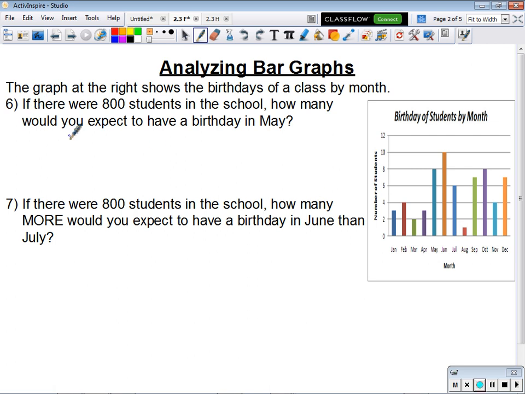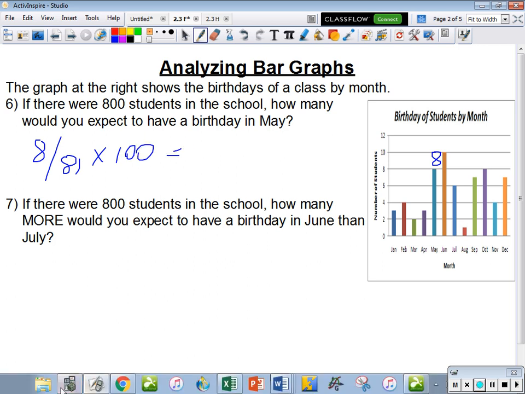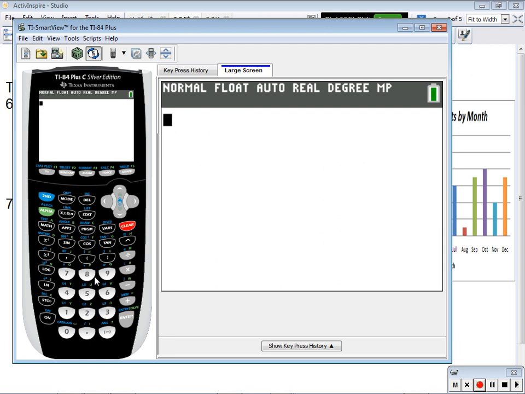Number 6, it says, if there were 800 students in the school, how many would you expect to have a birthday in May? So what I want to know first to answer this question is what percentage of students had a birthday in May? So you can see here, here's May, and there were 8 students that had a birthday in May. So the first thing I want to know is, how do I take the number of students that had a birthday in May and convert that to a percent? So I'm going to do 8 divided by 81 times 100. So I want to do that first. And when I do that, so here I got 8 divided by 81 times 100.